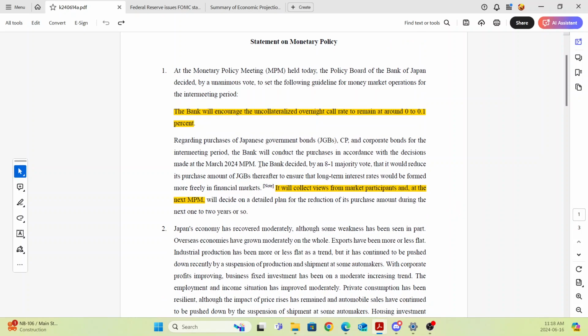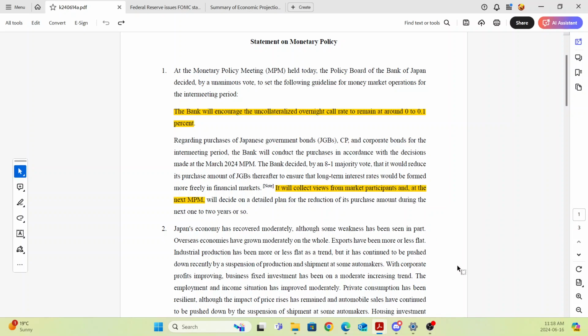What they did, here it is. The bank decided by an 8 to 1 majority vote that it would reduce its purchase amount of JGB. Okay, that's something we want to hear. Thereafter, to ensure that long-term interest rates would be formed more freely in financial markets. Now, here comes the tricky part. It will collect views from market participants at the next monetary policy meeting. So they are not doing it right now. They are doing it at the next meeting. This is where the market really got surprised and sold the yen.